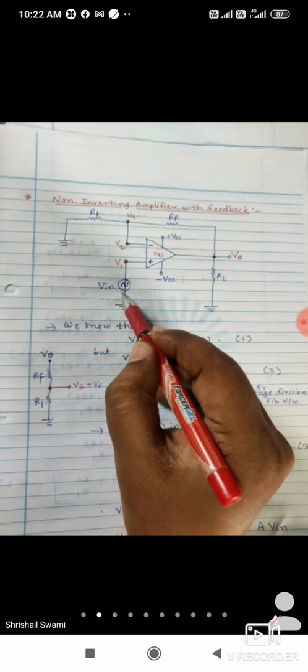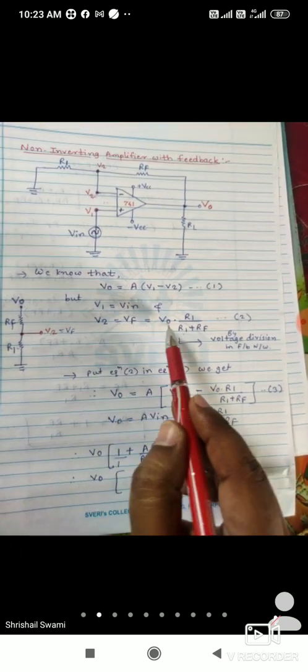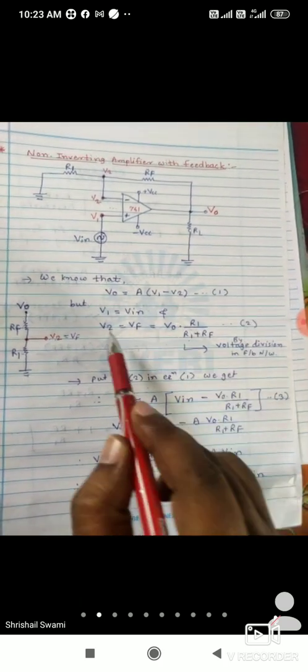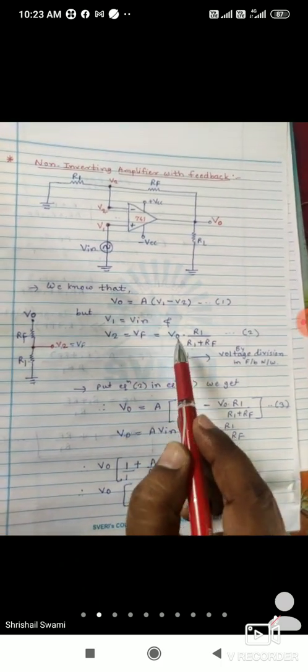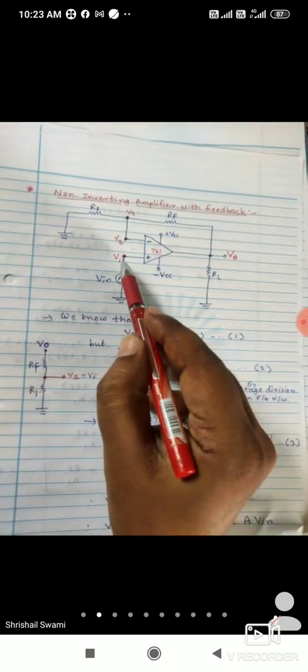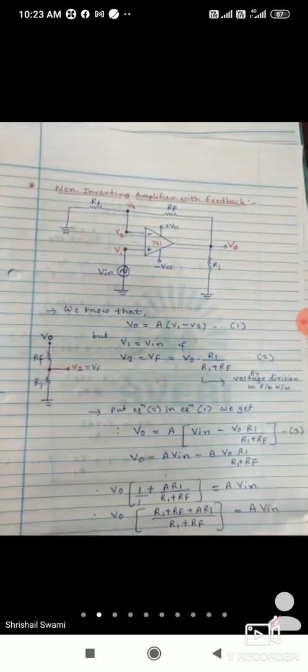The voltage V1 is equal to V in and voltage V2 is equal to this expression. This equation we can use for the virtual ground concept. According to the virtual ground concept, the voltage at the non-inverting terminal is equal to the voltage at the inverting terminal. So by using this concept, we can also get the derivation. By using the virtual ground concept, we can derive the expression here.